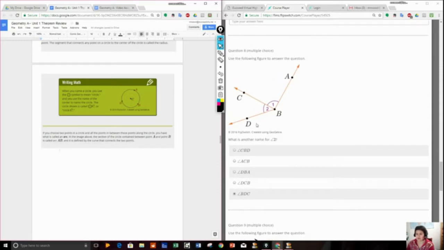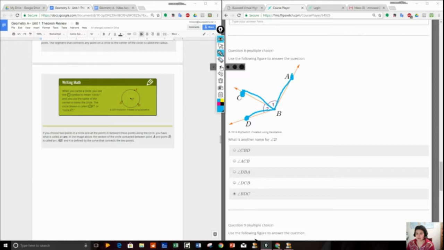So I'm looking at this figure and I see 3 rays. They start at the vertex B, and then we have ray BD, ray BC, and ray BA. And the reason why I called it BD is because of the point located right here, BC, the point located on the ray, and BA, the point located on this ray.